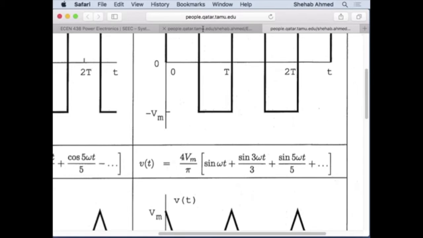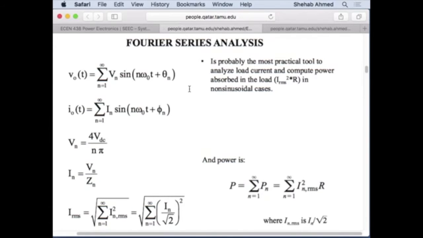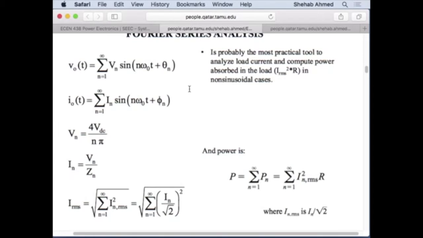And from there, I can work on calculating the RMS value. I can calculate THD. I can calculate crest factor. I can calculate whatever I want to calculate from the chapter 2 calculations that we did, right? And so that's what we will have to work on.